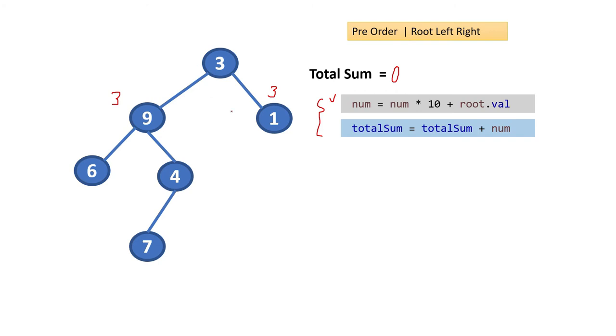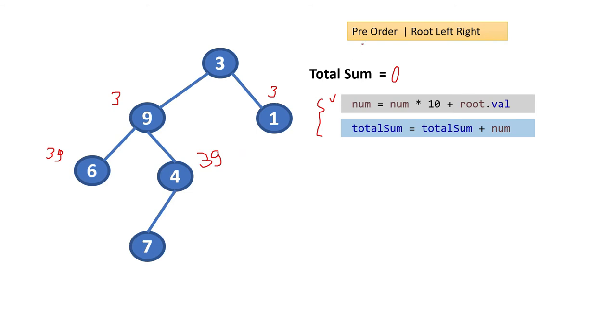Okay. So you can think of this num as an input for the next node. This 3 I got as an input from the next node. For 9, if we have to calculate the new num, then what will it be? 3 into 10, that is 30, plus the root value, that is 39. This 39 value I have to pass to both of its children. So 39 I have to pass this side and 39 I have to pass this side.